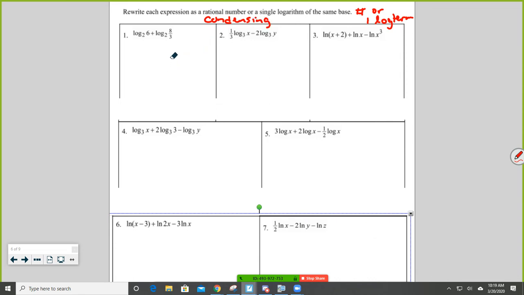So when we condense, as long as they have the same base and there's a plus sign, we're just going to say log base 2 of 6 times 8 over 3. That's going to be log base 2 of 16. And if you can, you need to try to get the argument and the base to match. 2 to the 4th power gives you 16. So 2 to the 4th is 16. If those two match, your answer is just the exponent. So take a look at that.